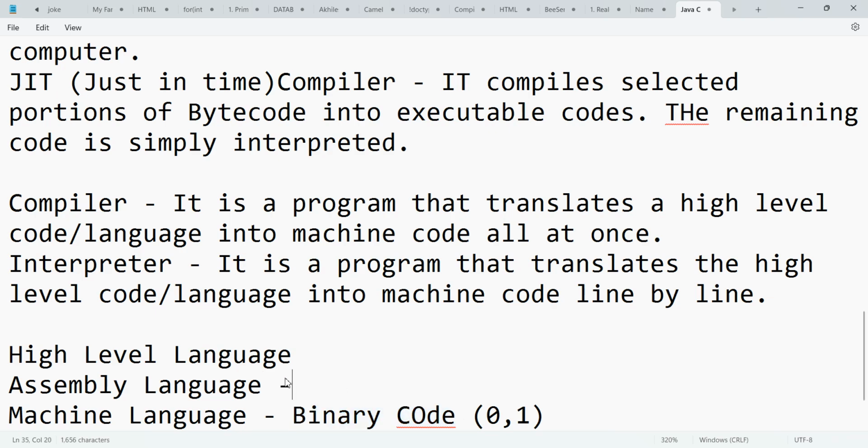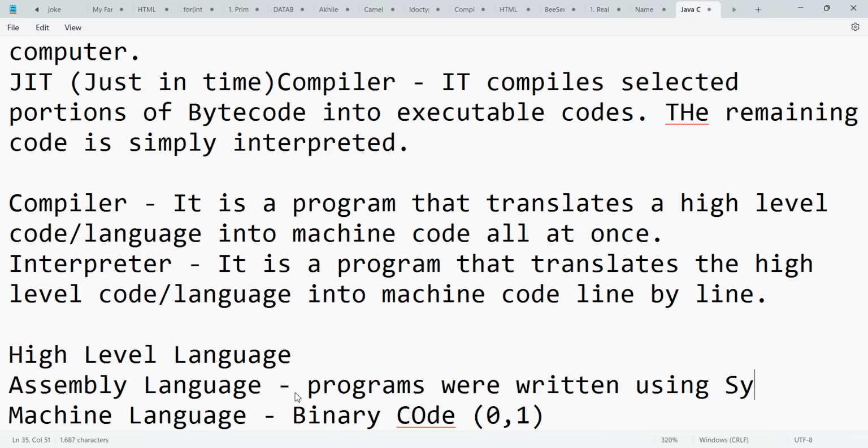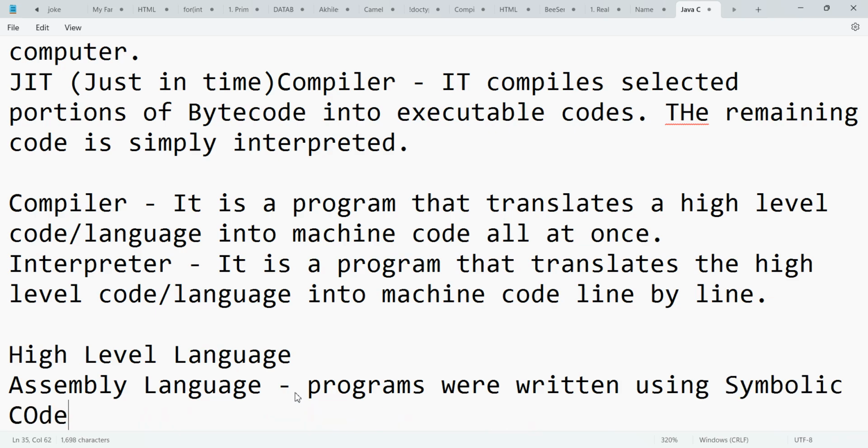So we switched to some different experiments. What other languages we can have? So assembly language was designed. Yes, because programming in machine language is obviously a tedious process and was prone to errors. So we moved on to assembly language. In assembly language, what were there? Programs were written using symbolic code. Symbolic code, okay? Here symbols were used, or these were also called mnemonics code.